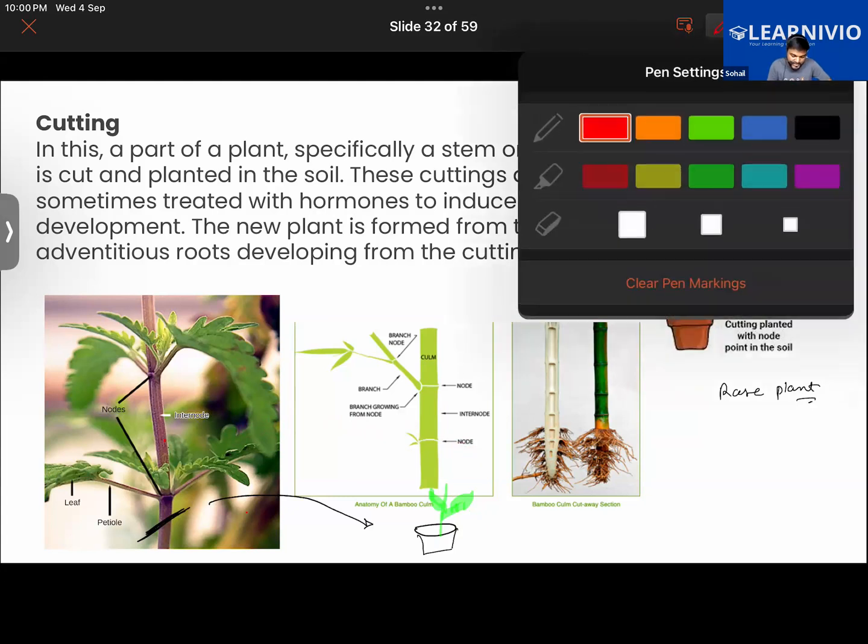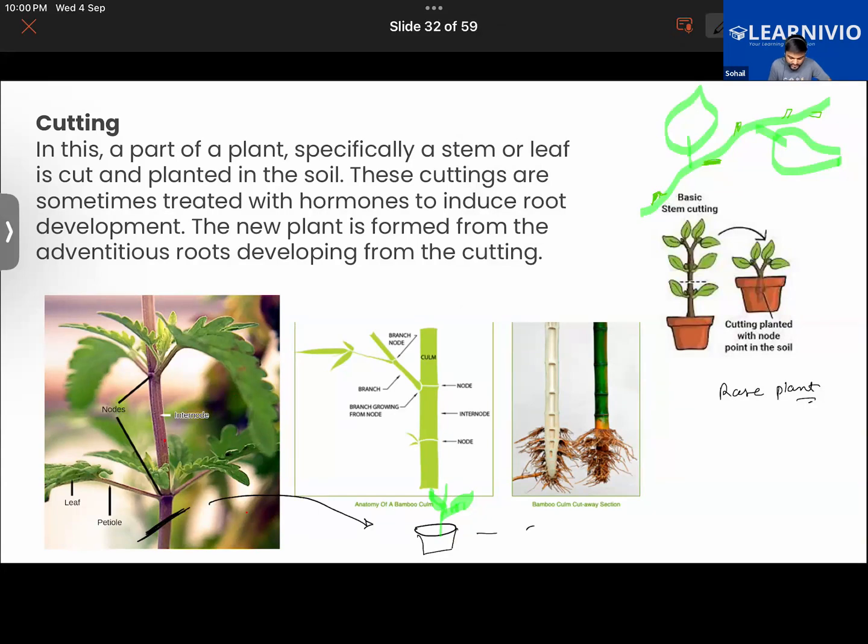Getting it now? So we can call this plant a clone plant. Clone basically is something that is genetically identical to its parent plant. So this one is a clone of the parent. There are so many plants that are grown by the method of cutting, like the rose plant. You have the example of chrysanthemum, which is grown by the method of cutting. There's a bougainvillea plant also. So these are some of the plants that are grown by the cutting method.